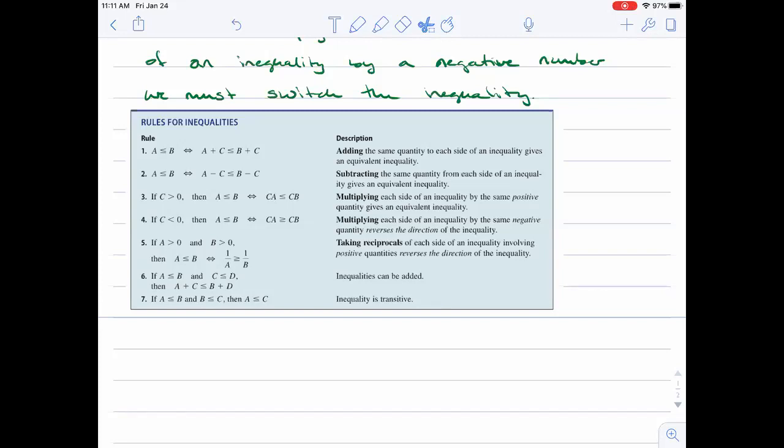The other time that we have to switch the inequality is if we take the reciprocal. This isn't going to happen very often, right? But if you've got 2 is less than 4, and then you do 1 over 2, that's not less than 1 over 4, right? And so taking reciprocals is the other situation. But it's less common that we actually take the reciprocals of inequalities. I think you'll see it, it'll be easier to see.